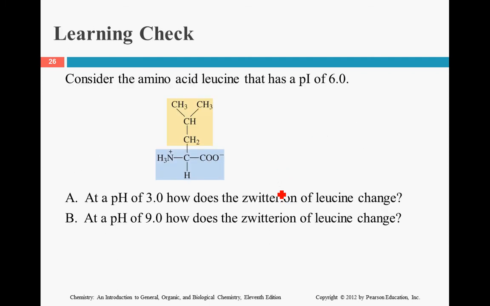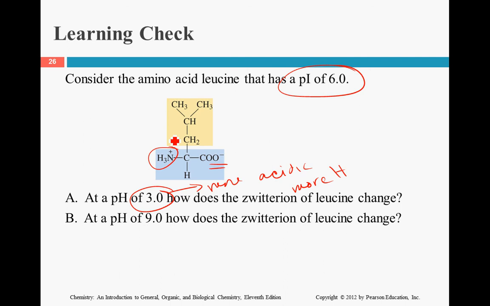Okay, we're going to ask the same question in a different way. The PI is at 6.0. That's where it's going to have that positive and negative at the same time. So at a pH of 3, that's less than the PI, that's more acidic, which means there's more hydrogens. That means that the COOH will not give up its H, but there's still plenty of H's for the NH2. So that means it's going to be positive.